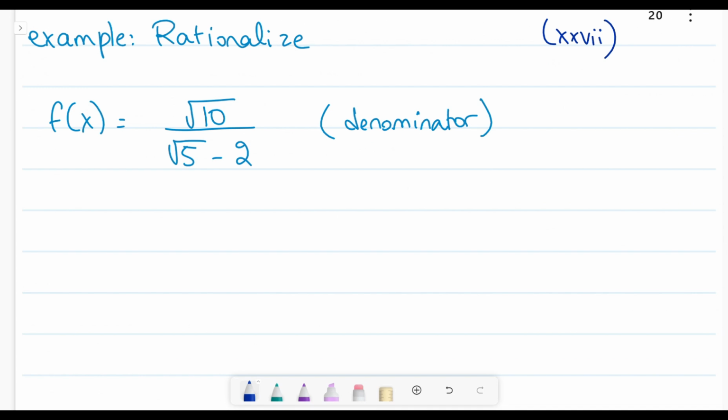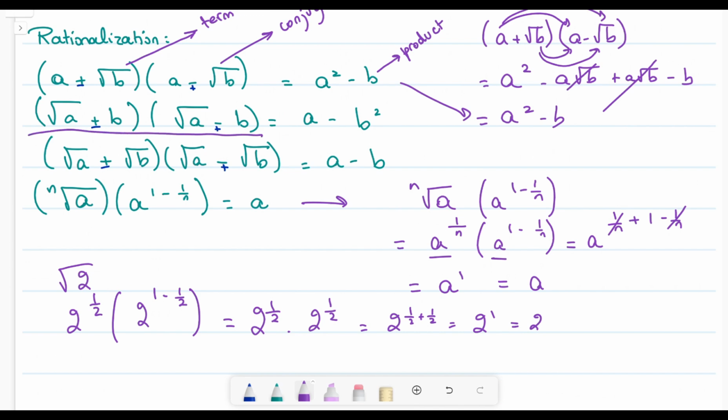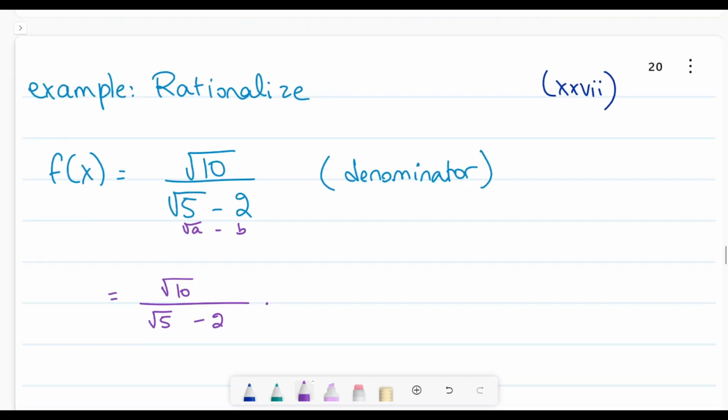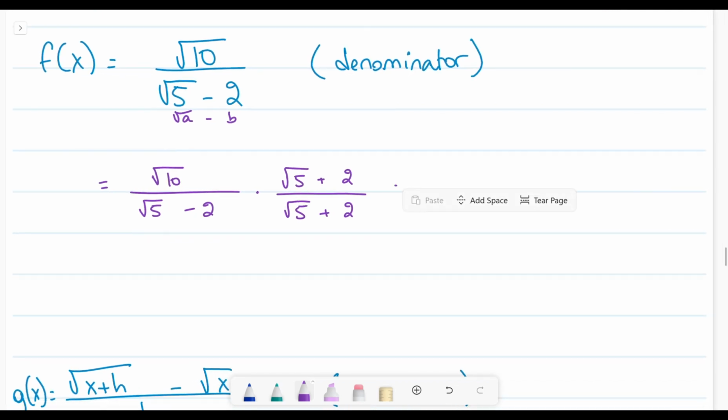So our first example is f of x equals the square root of 10 divided by the square root of 5 minus 2. We would like to rationalize the denominator. So this is as if we have square root of a minus b. So first I will rewrite the expression. This is square root of a minus b. I will multiply it by square root of a plus b. So I will multiply the denominator by square root of 5 plus 2, and I will also multiply the numerator because in order for this equality to stay true, I should multiply both the numerator and the denominator.